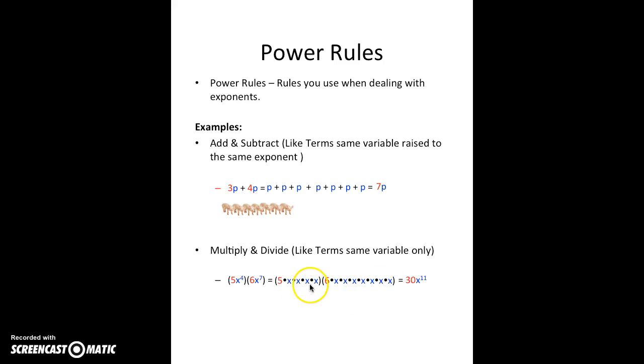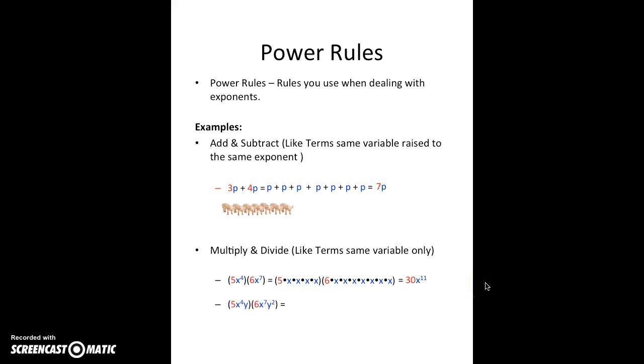And we have 4 plus 7 x's being multiplied by itself, right? So when we represent that in power notation, since there are 11 x's all being multiplied together, that becomes x to the 11th power. And if we take a look back at what we started off with, our coefficients, 5 and 6, they multiplied, which was following the operation, and our exponents, 4 and 7, they added.